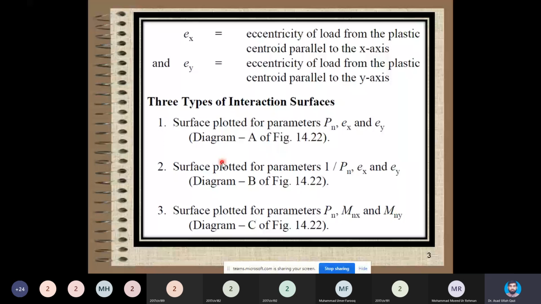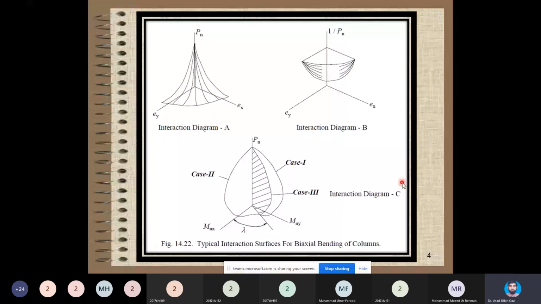There is another surface, the reciprocal of the axial force. You will calculate the reciprocal of the axial load, and then plot it against the eccentricities. So all three of them are shown in this slide. Interaction diagram A, and they are all shown in the first quadrant. You may say Ex positive and negative. Along the positive x-axis, it is Ex positive. Along the negative direction of the x-axis, it will become Ex negative.